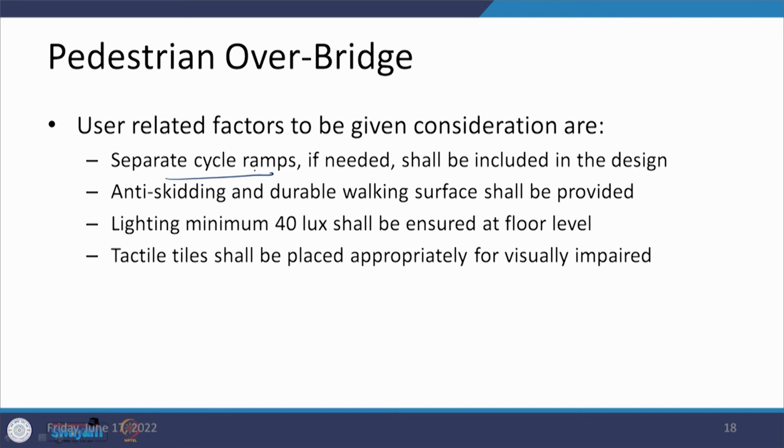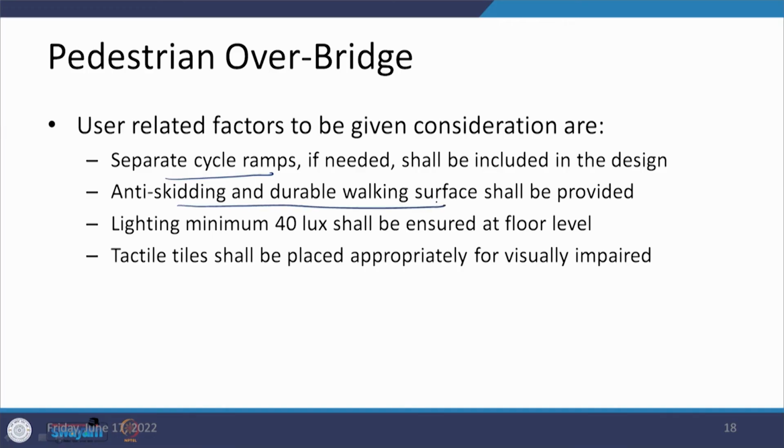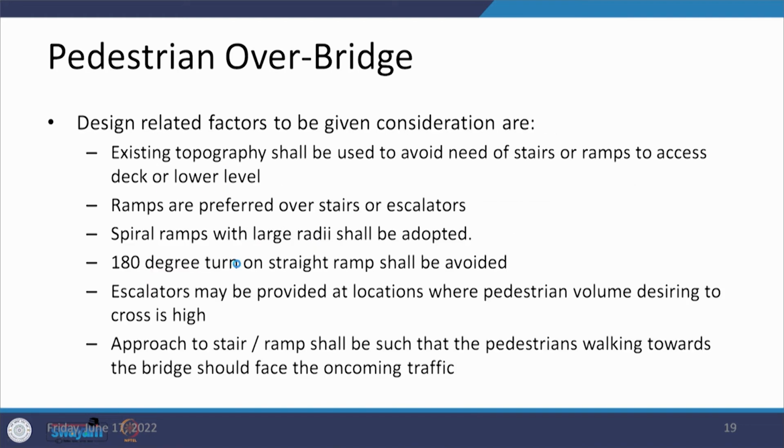It all depends on whether there are going to be cyclists who are going to use this facility for crossing. If it is so, then an angle iron rail is provided on the side, so that the person can put the tire of the cycle in that and drag it up and down along that inclined surface. Anti-skid or durable walking surfaces shall be provided. The lighting should be minimum 40 lux at the floor level. Tactile tiles need to be placed appropriately, and this again we have already talked about.